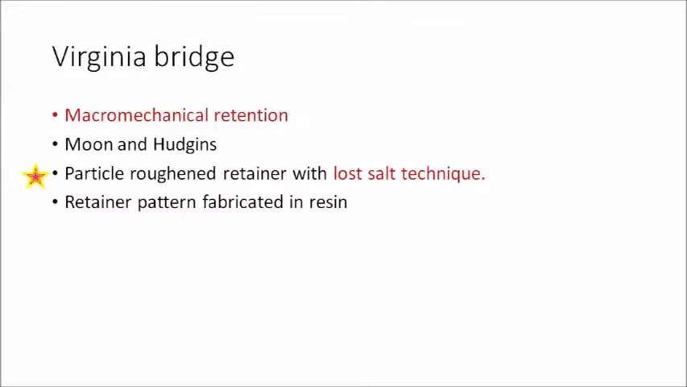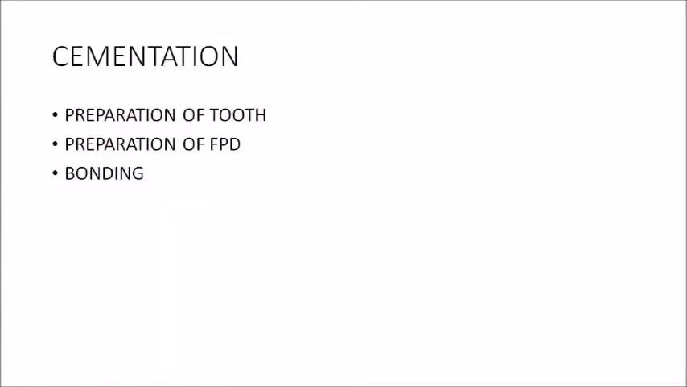This again is a macromechanical retention. So here the retention is achieved with the help of salt. The technique which we employ is the lost salt technique. What we do is, instead of fabricating a wax pattern, we fabricate a resin pattern. In the resin pattern we will be sprinkling salt, and the salt once evaporated leaves a porosity, and that porosity will be utilized for retention. Cementation is through resin cement.